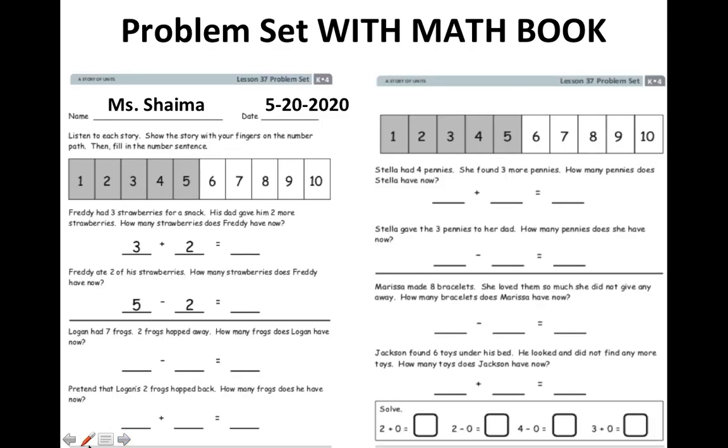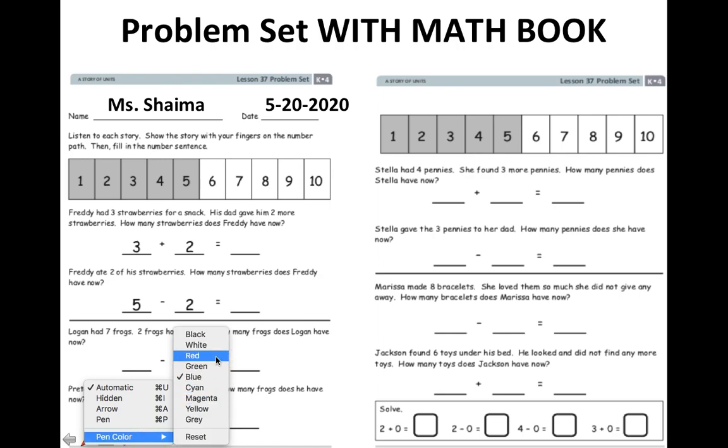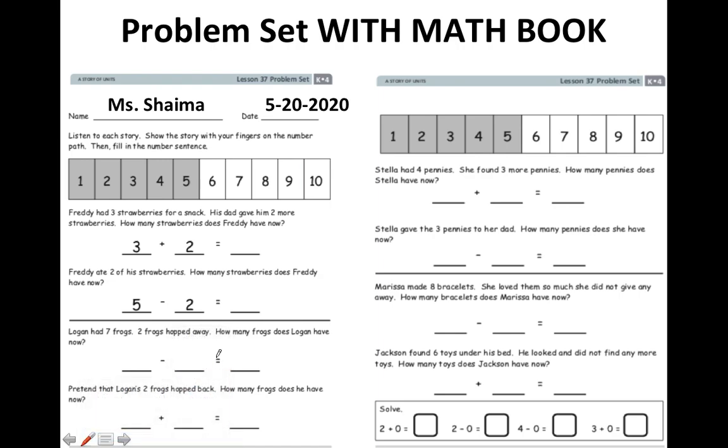So today we're doing problem set 37, and today's date is May 20, 2020. So please make sure you're in the right problem set. You are putting your name and date on both pages. Remember, name and date on both pages, and this is only for the students who have the math book. So let's do this one together. It says, listen to each story.